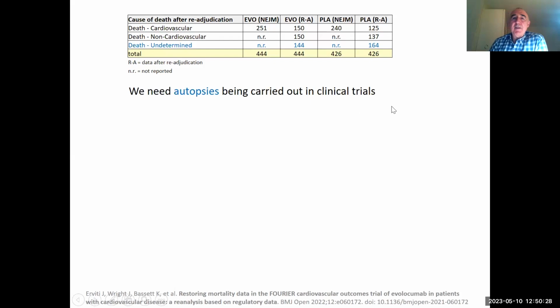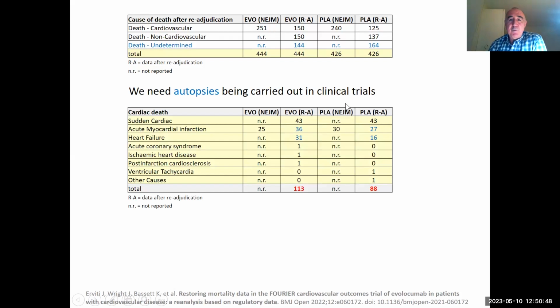So one of my first conclusions was that we really need autopsies to be carried out in clinical trials, because there are so many deaths that we have no idea about the cause of.